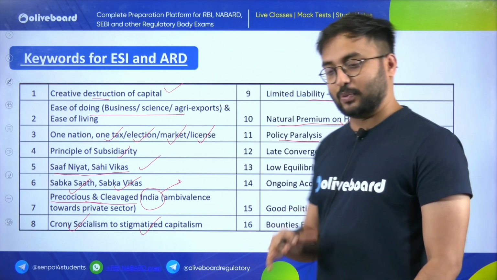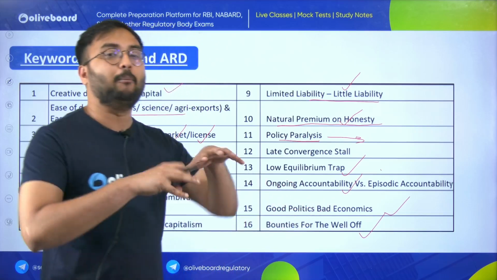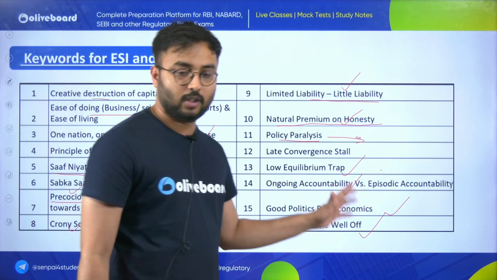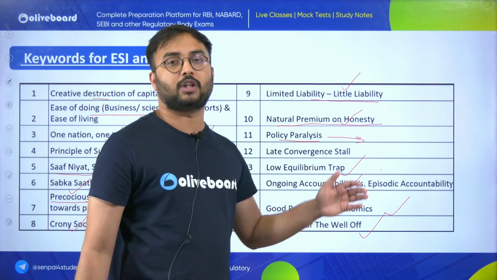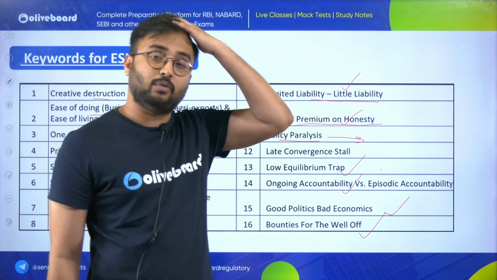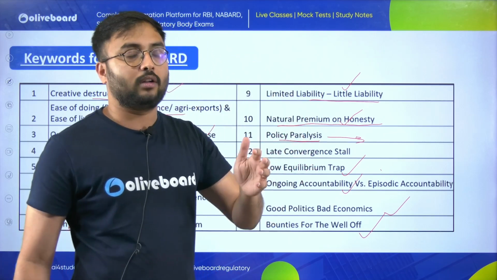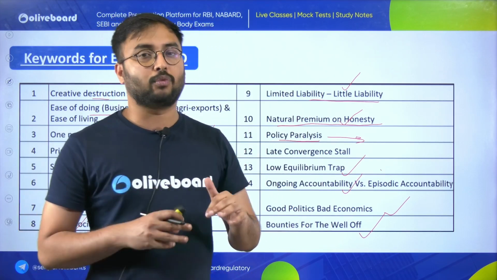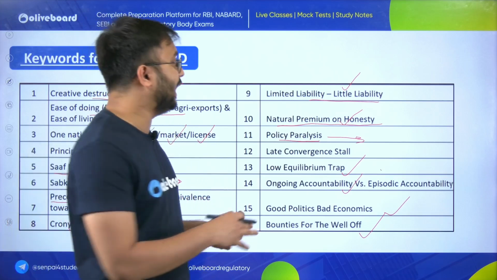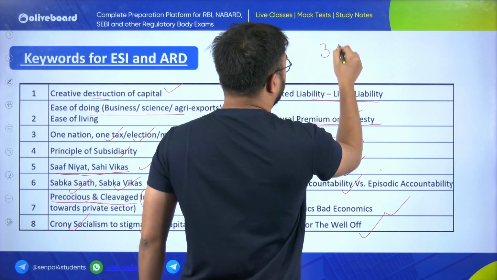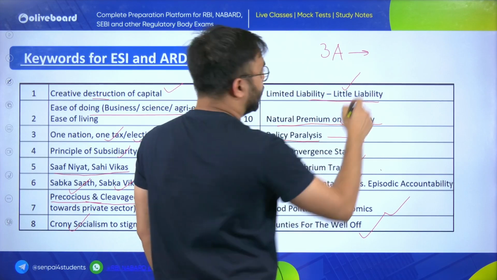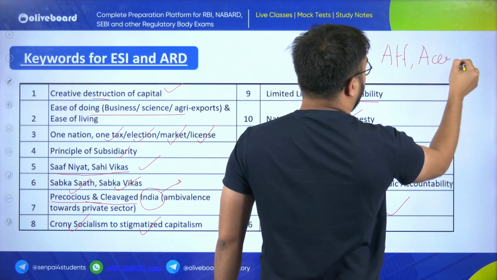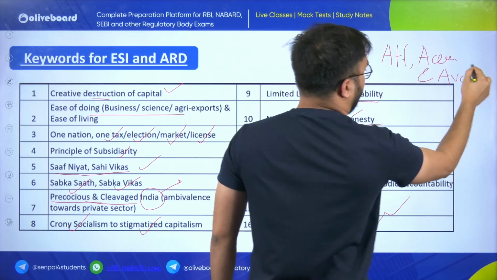There are some keywords of which you will not understand the complete meaning. For example, ongoing accountability versus episodic accountability. These two are terms which are associated with accountability. Now there are various essay questions or topics which will come and you will fall short of words. At that time you can write 3 A's. What are 3 A's? Affordability, accessibility and availability.